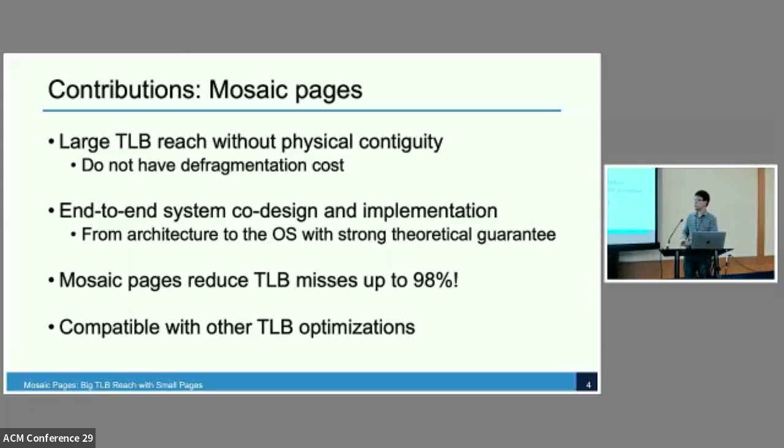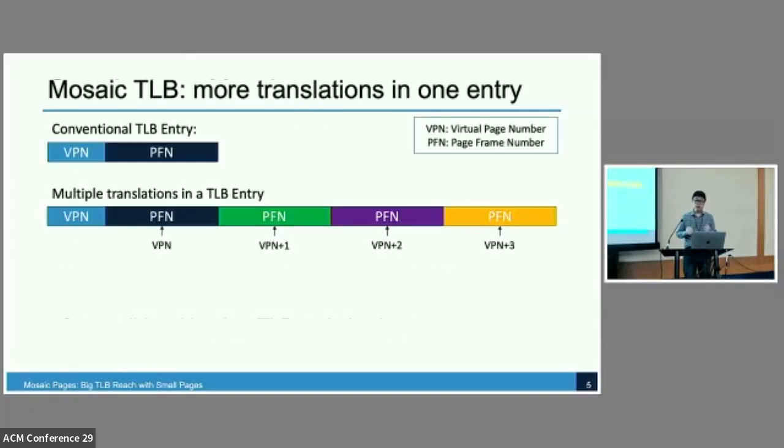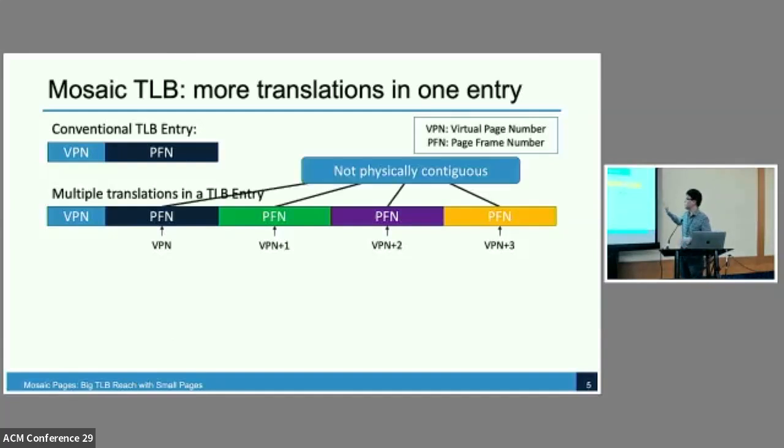How do we do this? We store multiple translations in a single TLB entry. In this figure, we store 4 translations in a TLB entry. These 4 PFNs are not necessarily physically contiguous. Still, these 4 PFNs are virtually contiguous, which allows us to exploit the virtual locality.